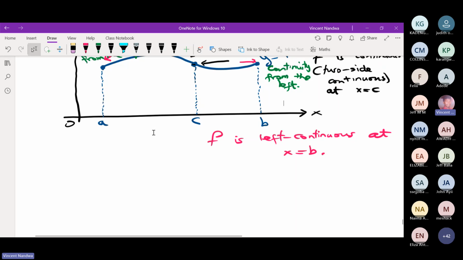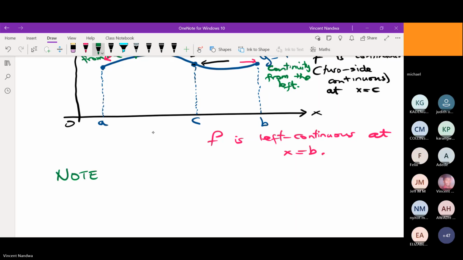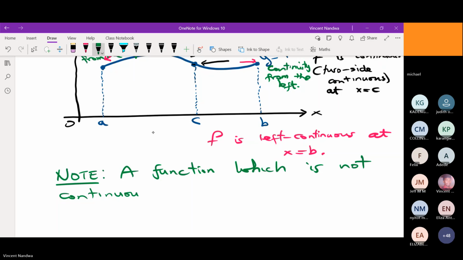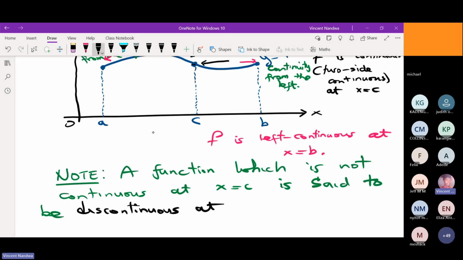So note that a function which is not continuous at x equals c is said to be discontinuous at c, or simply have a discontinuity at c.